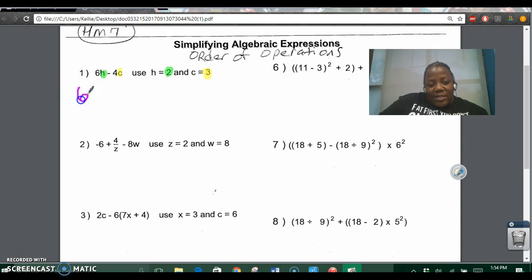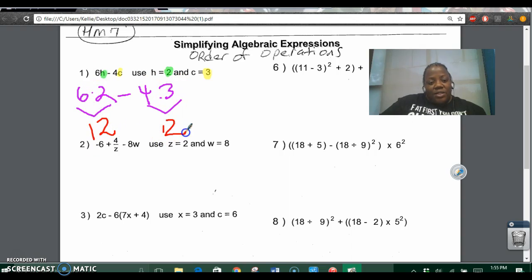So I'm going to write it like this. 6 times 2. Bring down the middle. 4 times c, which is 3. Now all you have to do is think order of operations, right? So what are we going to do first according to order of operations? You're going to do the multiplying first. So 6 times 2, that's 12. 4 times 3, that's 12. I subtract. Guess what your answer is? 12 minus 12, 0.